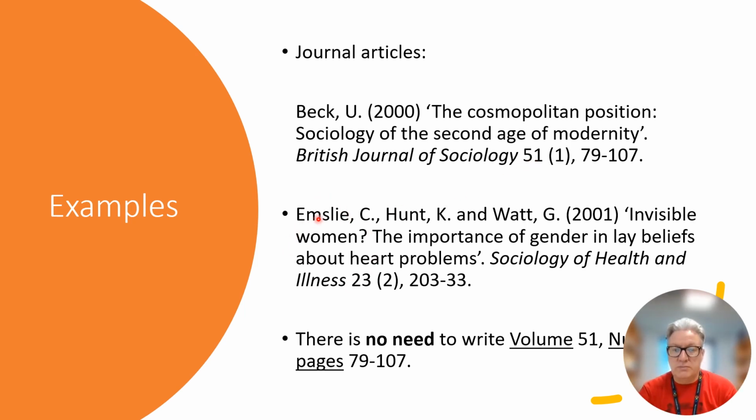We see another example of this here where there's more than one author. The overall format will remain exactly the same, but we just add those names, right? There is no need to actually write the words volume here and number here and pages here. That's not part of the referencing system. We know what these numbers refer to because it's part of the convention of doing the referencing this way.